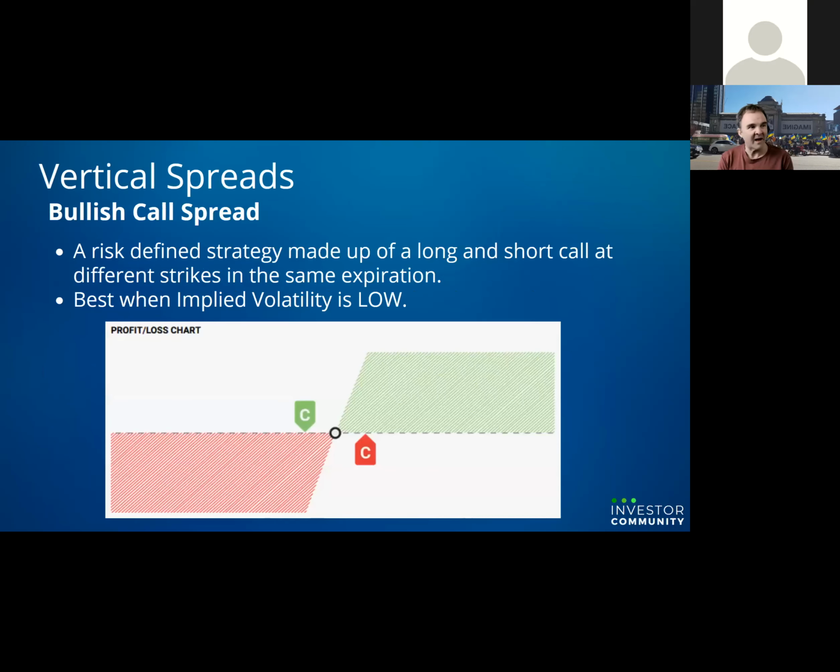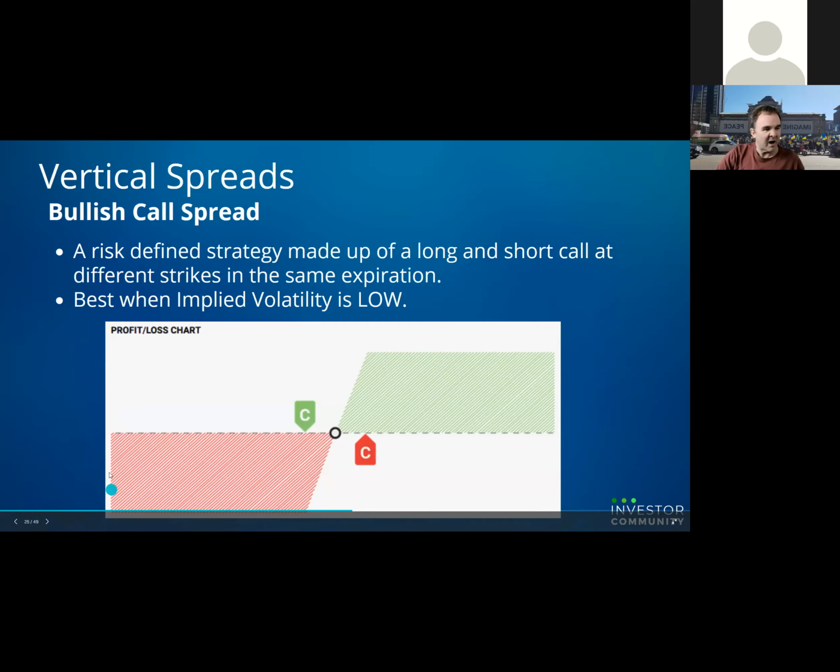So the first one we're going to look at is the bullish call spread. This is a risk-defined strategy made up of a long and short call at different strikes in the same expiration. This is best when implied volatility is low, because we are long, right? And we only want to be long when implied volatility is low. So if you look at this profit loss chart, and in case you don't know how a profit loss chart works, on our y-axis here, this is the y-axis on this side, right?